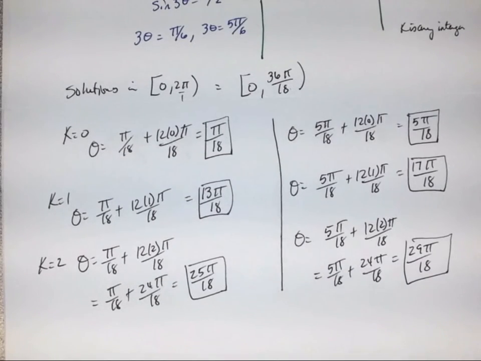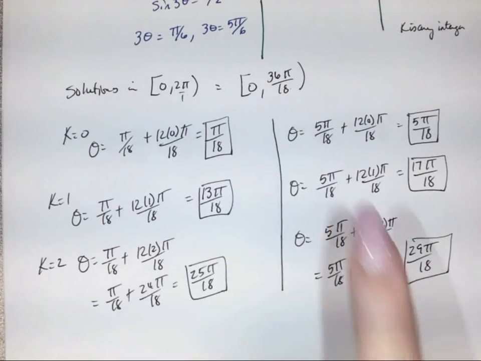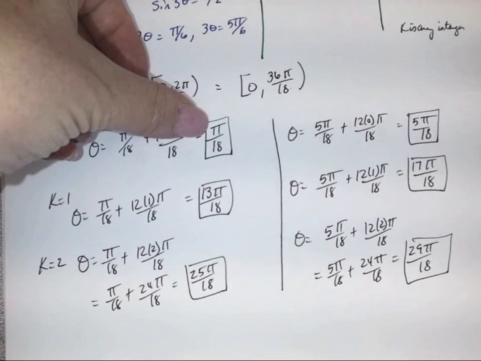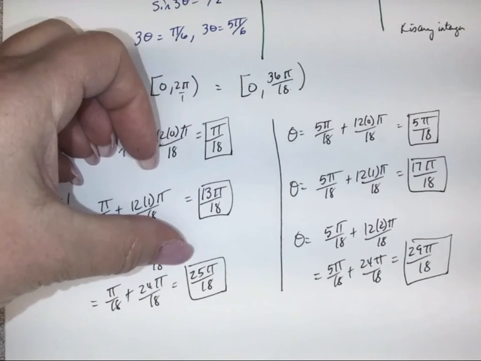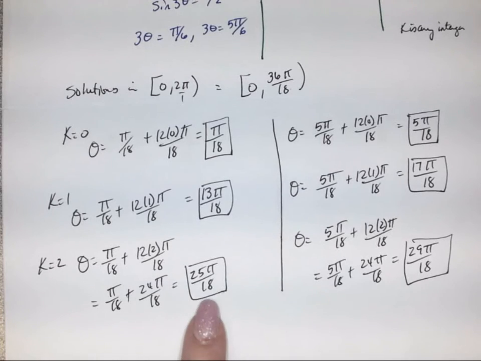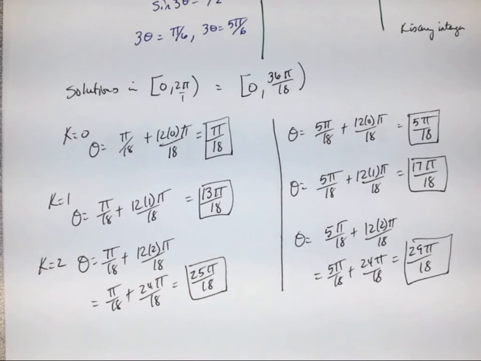Now, remember, we have to stop at 36. 36 is when we're done, 36 pi over 18, because that's 2 pi. If we notice, this is jumping up by 12 and by 12. If I add 12 to this, that's the difference, it's going to get me to 37 pi over 18, and that will be too far. So those will be the angles that we hit. We can't do another one because we'll be past our period of 2 pi. So that's where you would stop on that one.